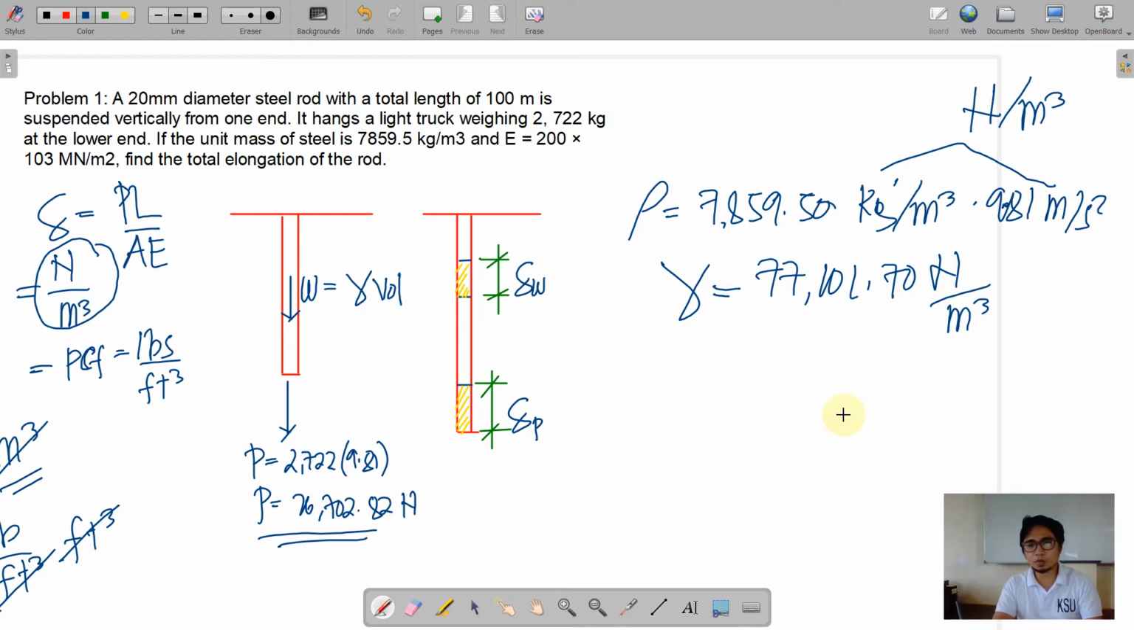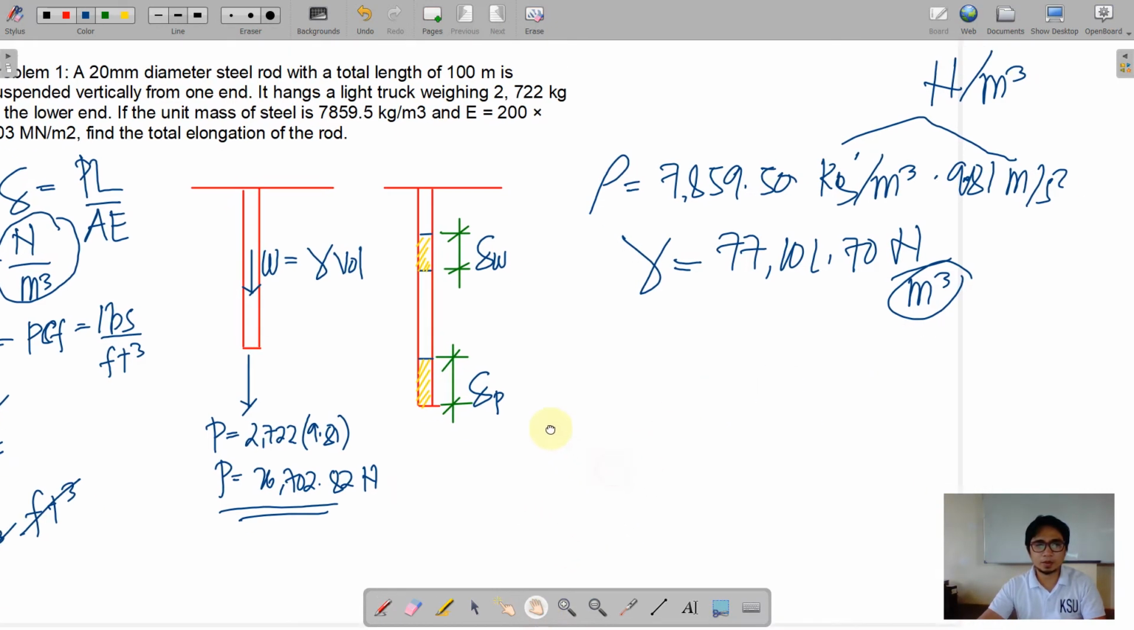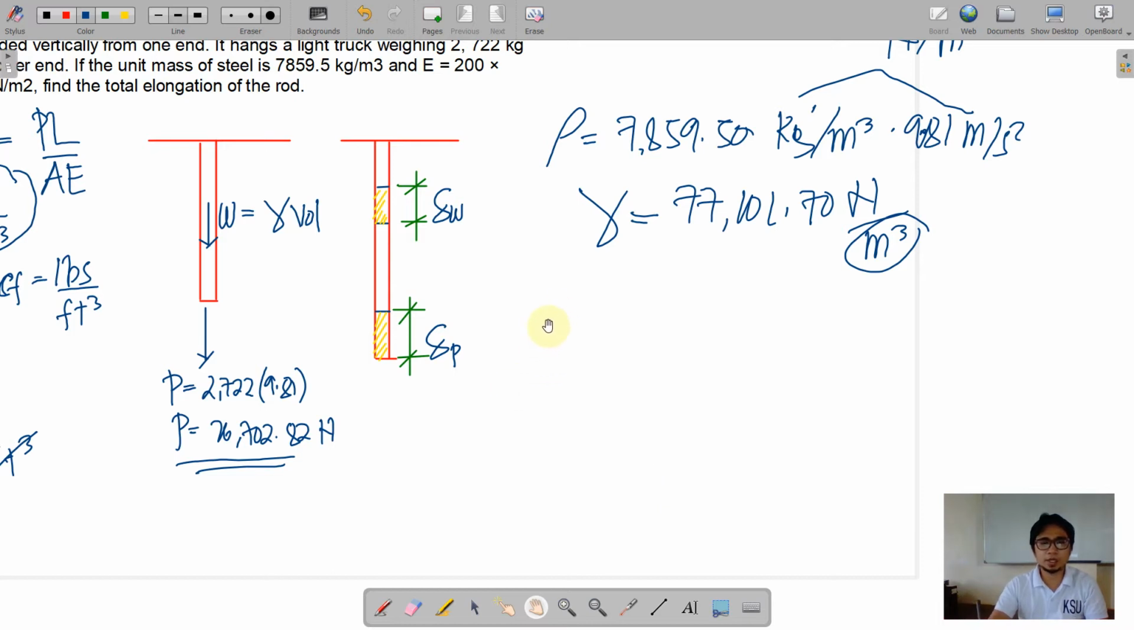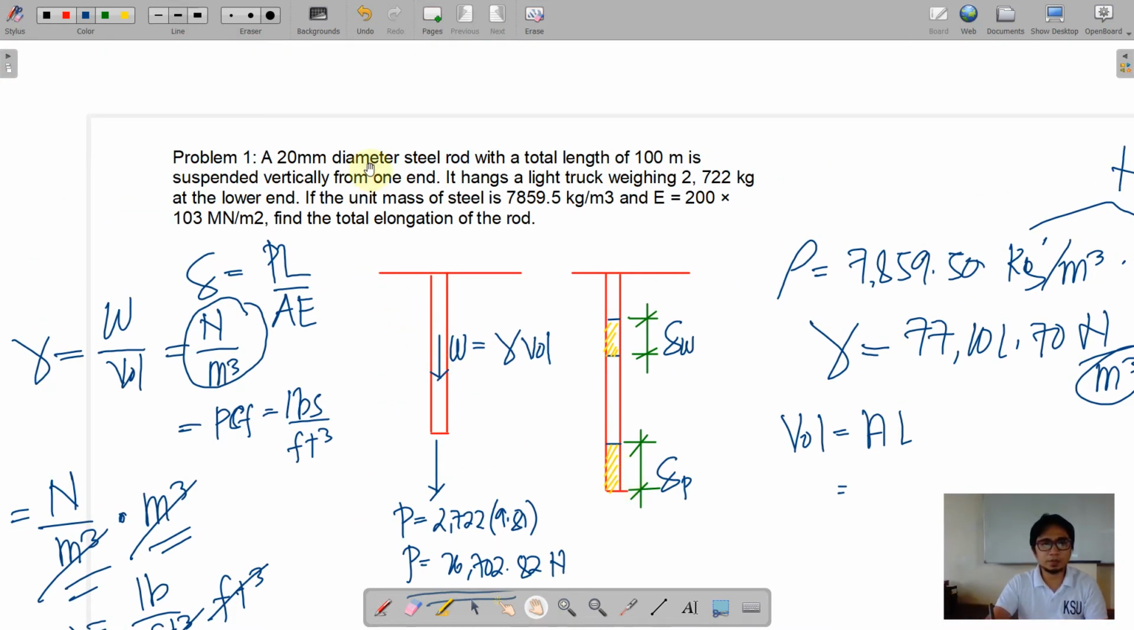So if we want to have the weight, of course, just go for the volume. We can easily get the volume, right? The volume is simply equal to the cross-sectional area times the length. In this case, we have a circular area. So we should note that we have here a 20 millimeter diameter steel bar, and that is a circular cross-section.